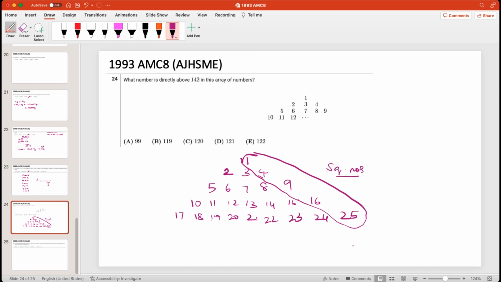So if I keep going, 144 will be a square number, correct? So 143 will be here, and here you will have 142, correct? So this will become 143, this will become 142. Now the number above this will be two numbers before the previous square number. So what is the square number previous to 144?